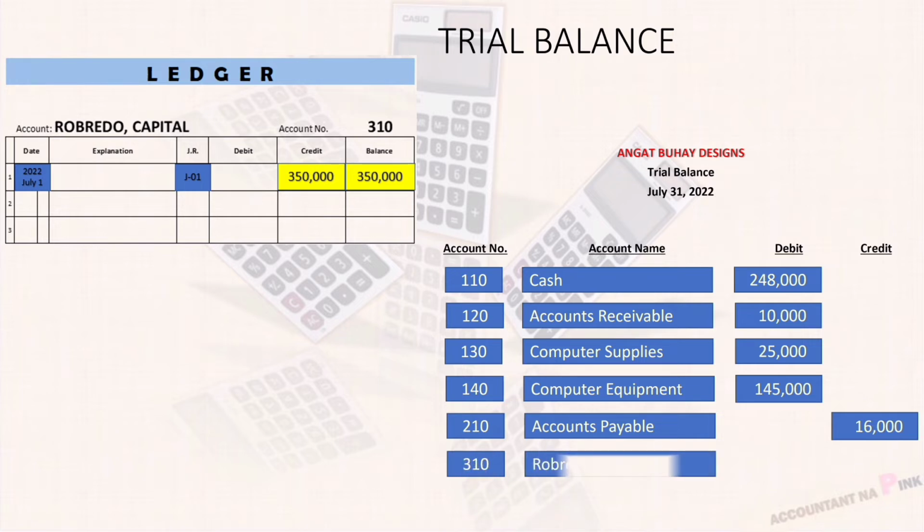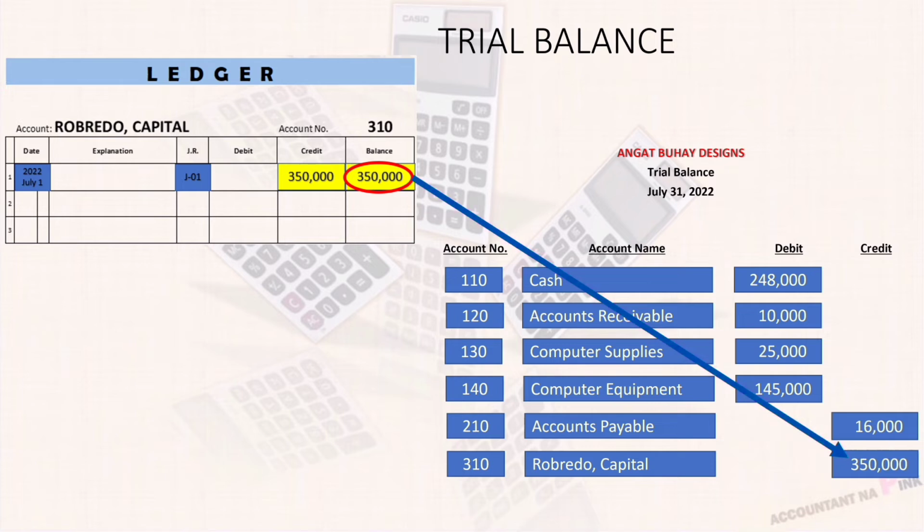Next ledger is Robredo Capital. So account number is 310. The account balance is still the same, 350,000 pesos. So we transfer it from the ledger to the trial balance under the credit column. Why credit? Because it is the normal balance of capital account.